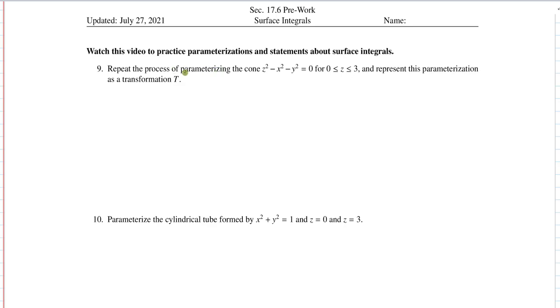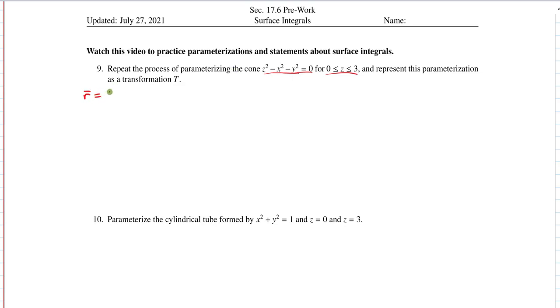I want to return to the example that we did of parameterizing a cone, the cone that we looked at in the last video with Dr. Bassett. And I would like to add to this the language of transformations. When we gave the transformation before, we used the function r, and I would like to use t just so we don't get some of our letters confused.